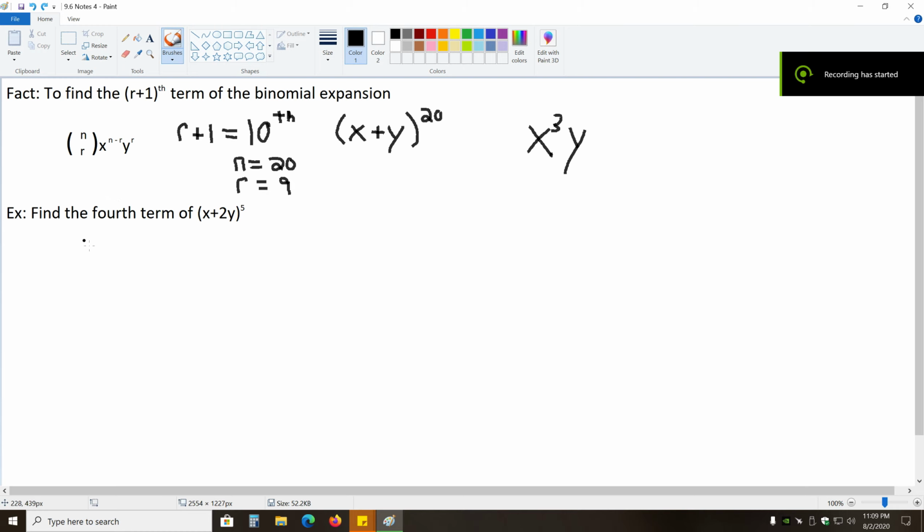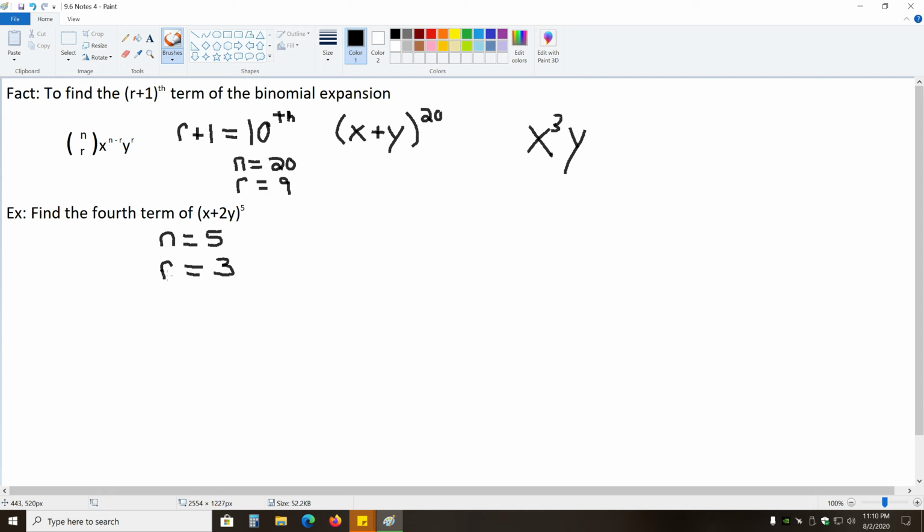So for this problem, we want to find the fourth term of (x + 2y) to the fifth power. So to start off, we need to find n. n is our exponent, which is 5. And from there, we find r, which is 1 less than the term we want. So we want the fourth term, which means r is going to be 3.